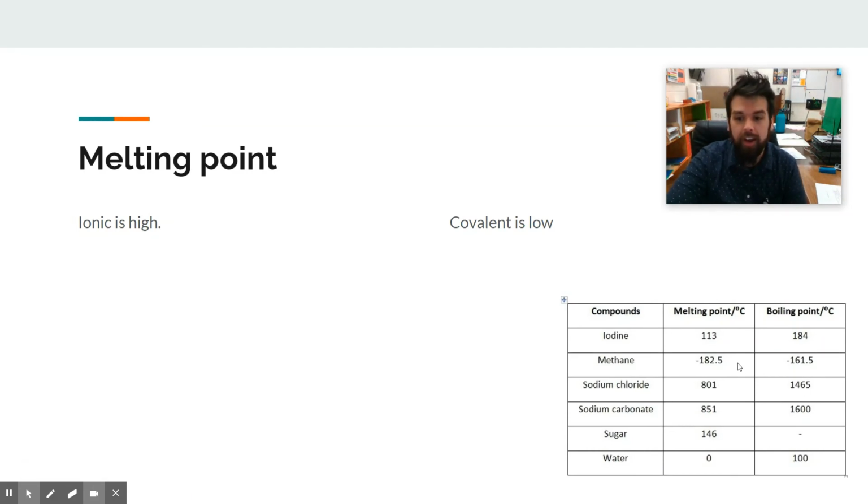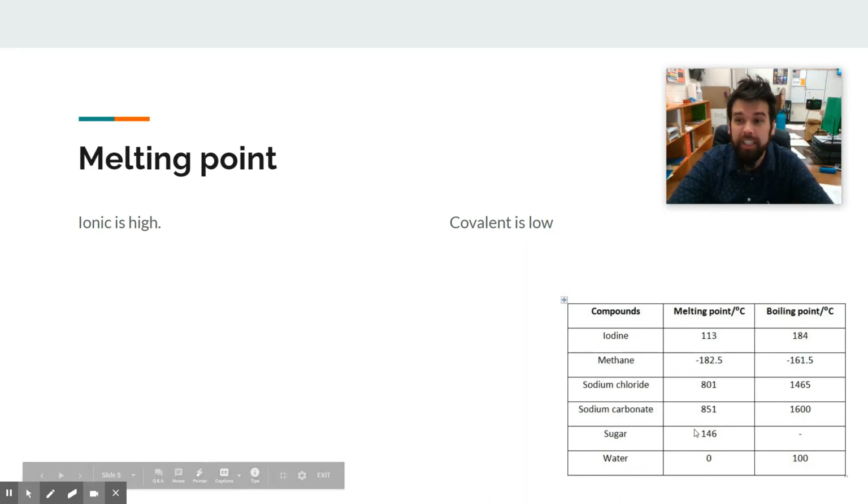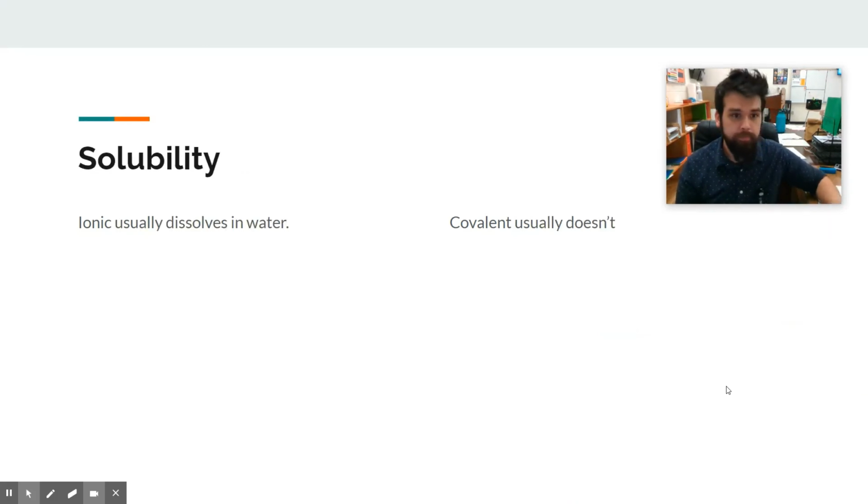So as you can see, the ionic stuff, same thing with sodium carbonate, is really high melting and boiling points. Whereas for covalent compounds, it's relatively low. Water boils at 100 degrees C. It melts at 0 degrees C. Sugar is 146, which seems high, but really you can do that on your stove. Same thing with iodine. It'll melt on your stove. Compare that to sodium chloride. You'd probably melt your pan before you melted salt on the stove.